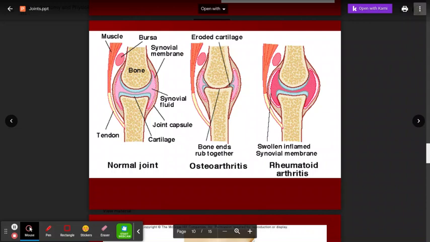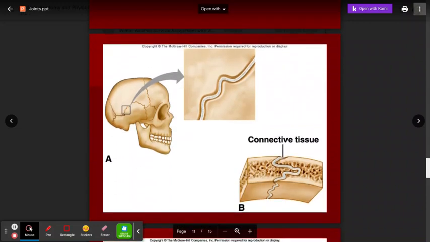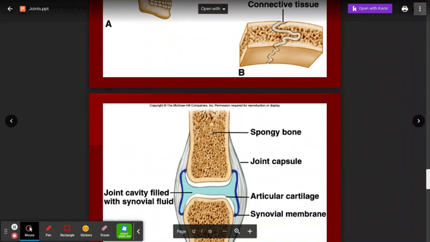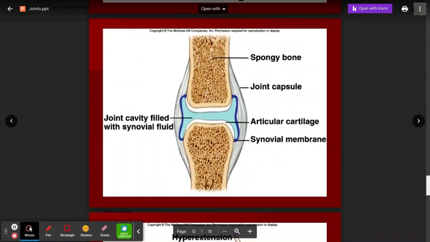All right, so your sutures are nothing more than connective tissue in your skull, holding your skull together. This picture is just showing you what we've already talked about, a blown up picture of things that you should know: a joint capsule, articular cartilage, fluid is the blue stuff, and that is a healthy joint.